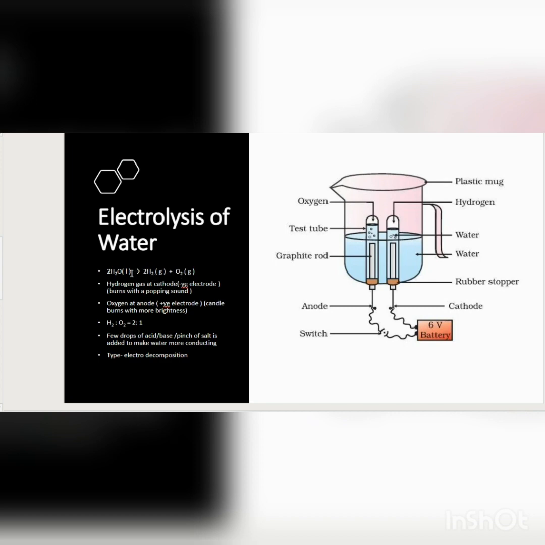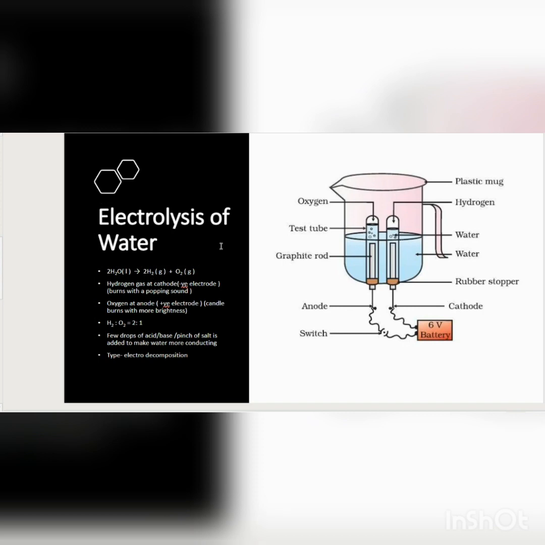So the liquid water will change into H2 gas and O2 gas. The breaking down of water into these two gases by passing electric current is known as electrolysis of water, and this is one of the applications of the chemical effects of current. So when current is passed through water, it changes into hydrogen gas and oxygen gas.